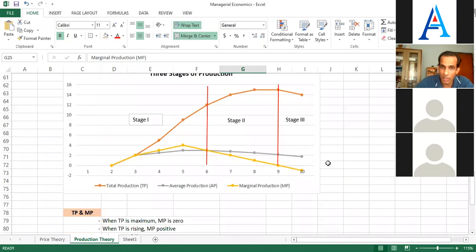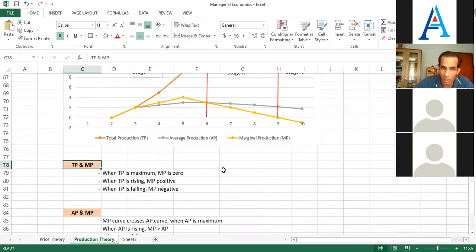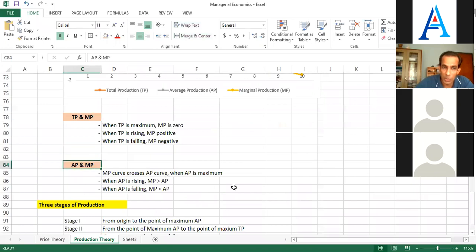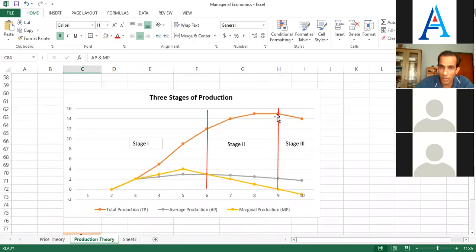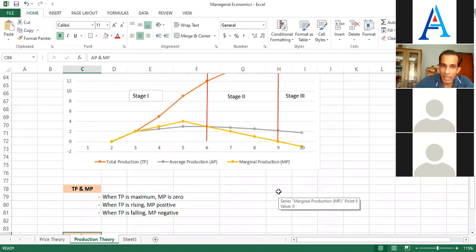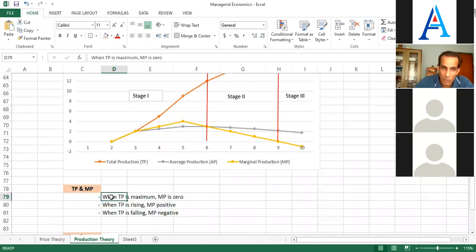One relationship is between total production and marginal production. The other relationship is between average production and marginal production. The relationship between total production and marginal production is that when the total production is maximum, marginal production is 0. So that is a very important relationship.